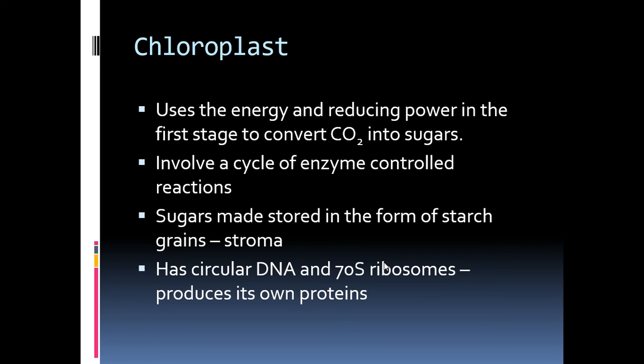And just like mitochondria, the endosymbiont theory also stated that chloroplasts originated from a blue-green bacteria, and this explains why the chloroplasts have their own circular DNA and ribosomes, because only bacteria have them.